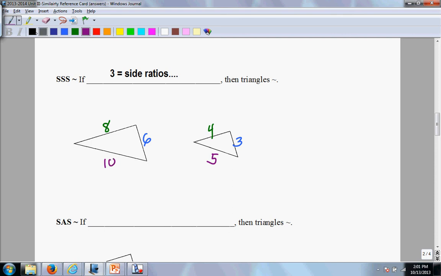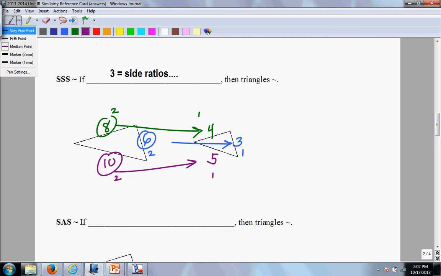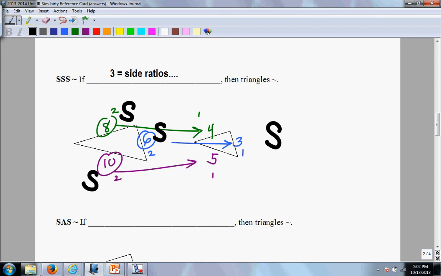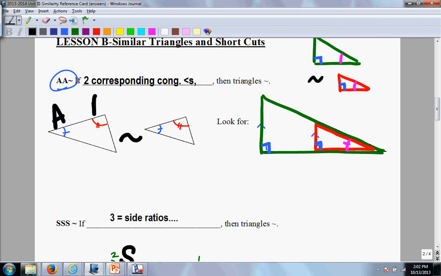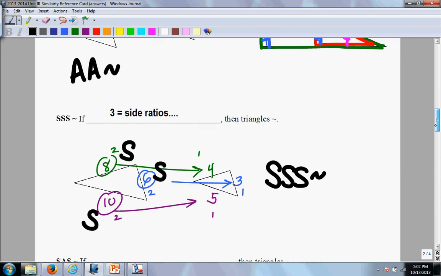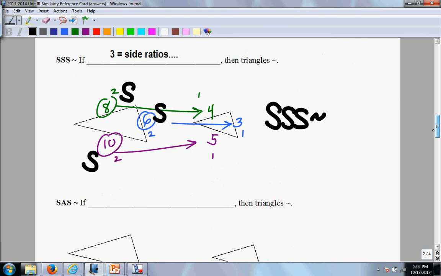If you compare our ratios left to right, we see that 6 to 3 is a 2 to 1 ratio. 8 to 4 is a 2 to 1 ratio. And 10 to 5 is a 2 to 1 ratio. The ratios are the same all the way around. So I'm going to put a little S here. I have a pair of side ratios, a pair of side ratios, and a pair of side ratios. So we call this side-side-side similarity. Just like up here, I have a pair of congruent angles, a pair of congruent angles. We call this angle-angle similarity. So we have angle-angle similarity and side-side-side similarity shortcuts.